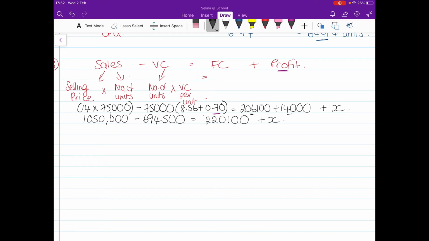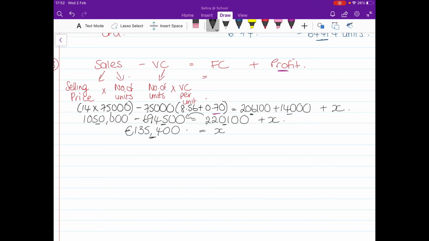Now we're going to use algebra. We're going to bring this 220,100 across the line and it will become a minus. So you'll have your 1,050,000 minus this, which will leave you with a profit figure of X equal to 135,400 euro. So that's your answer. Your profit will be 135,400.